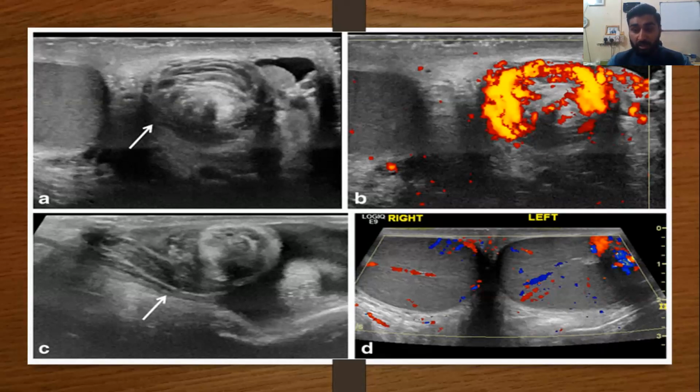And if we put a color Doppler on the testis, it will show a decreased blood flow. However, in a normal patient, it has an increased blood flow.